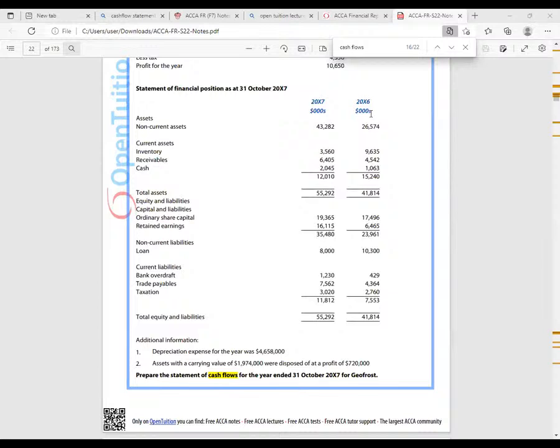Yeah, the cash flow figure. Cash flow from operating activities, 19158. Thank you so much. This 19158 seems to be the correct one.